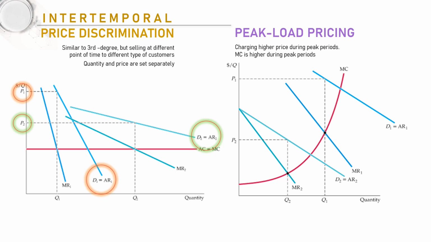In the case of peak load pricing, the main feature is the presence of higher demand coupled with higher MC during peak periods. As in the intertemporal price case, quantity and price are also determined separately here. Both MR1 and MR2 are equalized to MC. However, unlike in the intertemporal case, the values of MR1 and MR2 must be different. And we will also have two different marginal cost values for each demand because marginal cost is not constant as it increases sharply during the peak period.